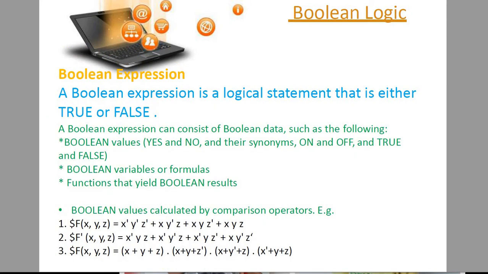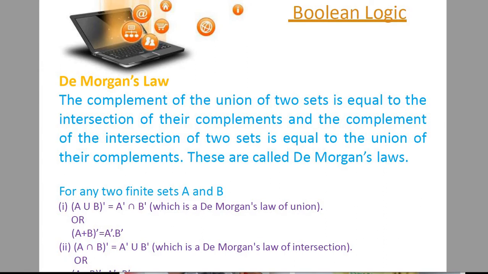What are Boolean expressions? These written over here are Boolean expressions. De Morgan's theorem. What does De Morgan's theorem say? The complement of the union of two sets is equal to the intersection of their complements, and the complement of the intersection of two sets is equal to the union of their complements. That is De Morgan's theorem: (A union B) whole bar is equal to A bar dot B bar, and the reverse, A bar dot B bar is equal to (A plus B) whole bar.